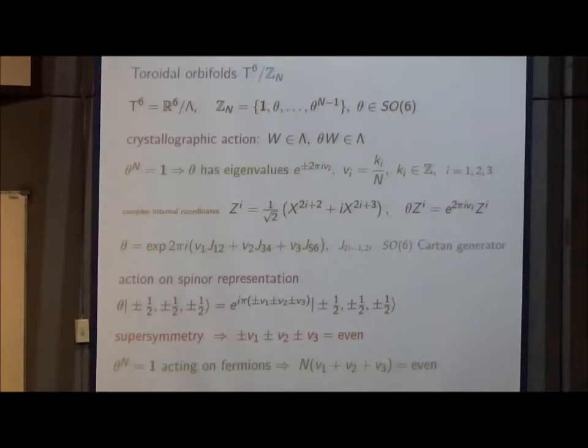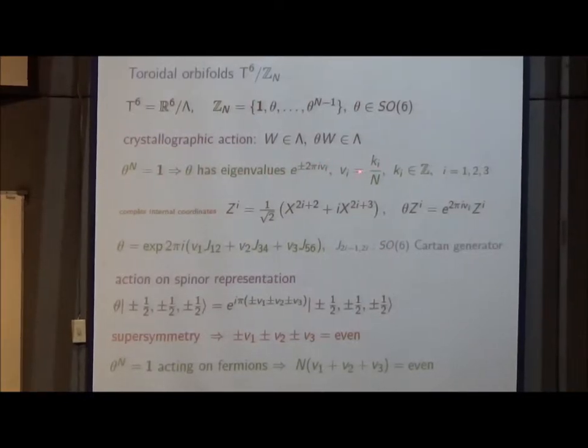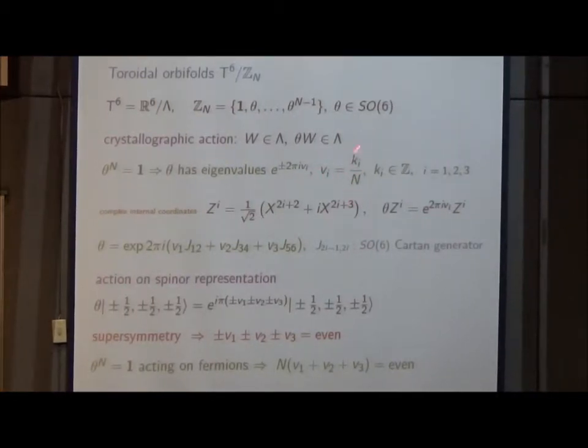And the set Z_N has a generator of order N, and it's in general some matrix in SO(6). There's a condition on the lattice: if I have a vector on the lattice and I transform it with theta, it also belongs to the lattice. Now, this theta has order n, so theta to the n is 1. So it must have this kind of eigenvalues, where these v_i are like 1 over n, 2 over n. And there are 6 eigenvalues.